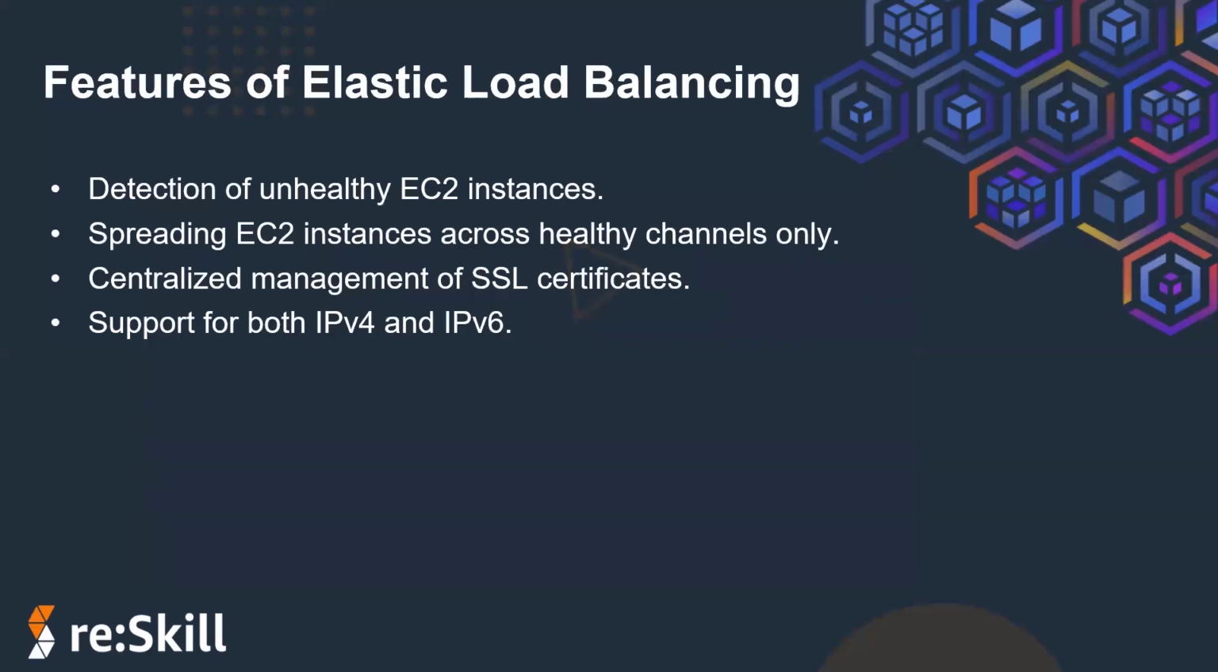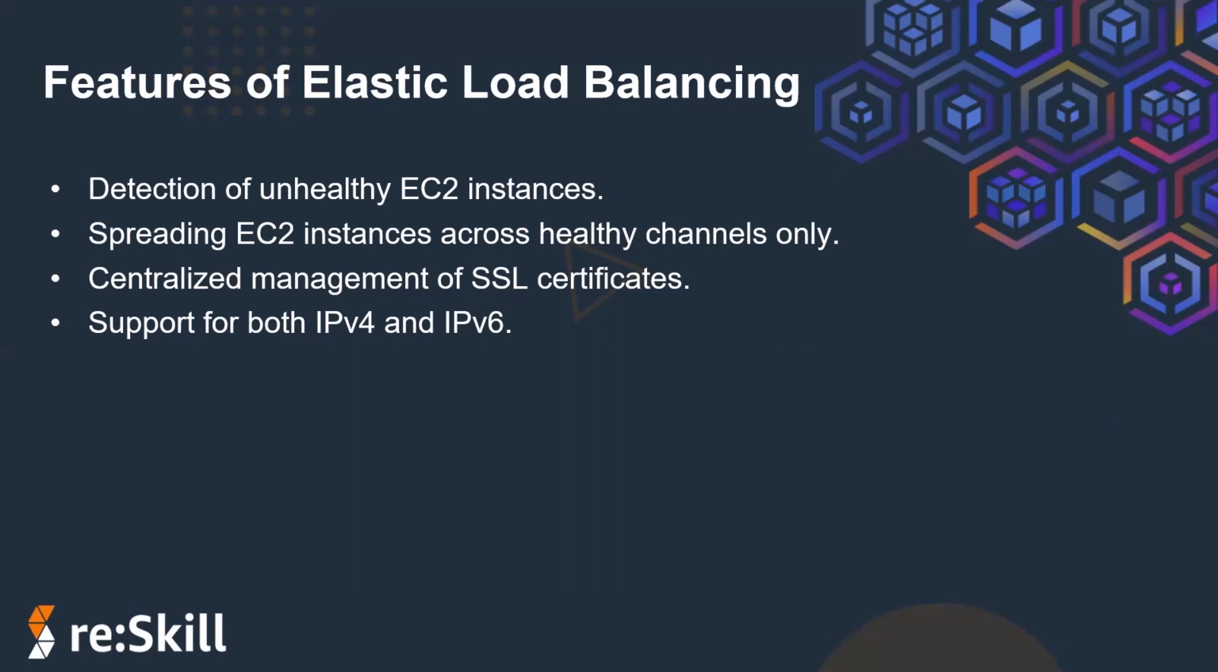Now let's see the features of elastic load balancing. Before we see that, elastic load balancing supports four types of load balancers. One is the application load balancer, the second one is the network load balancer, the third is the gateway load balancer, and the fourth one is the classic load balancer. The classic load balancer was retired in August 2022, so currently only the three load balancers are in place.